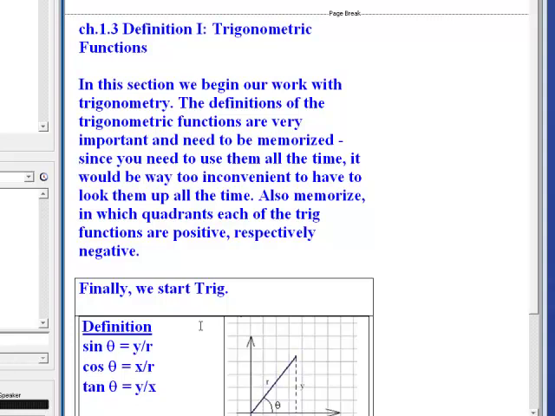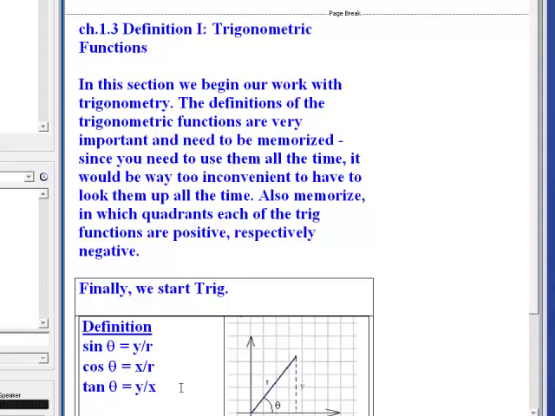Each of them has what is called a reciprocal function, and they're simply the reciprocals of these here. So for sine theta, that would be cosecant theta equals, well, the reciprocal is going to be r over y. You do memorize these as well as being the reciprocal functions, but they're not that important as sine, cosine, and tangent. We do come frequently across them.